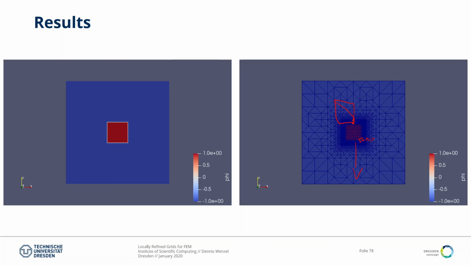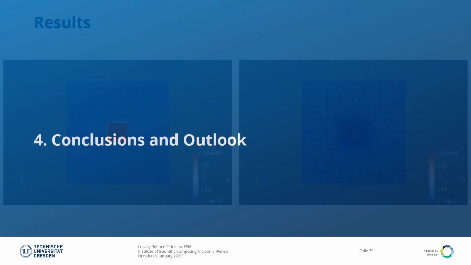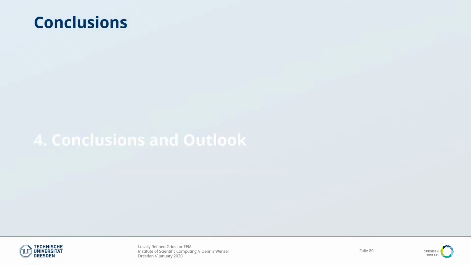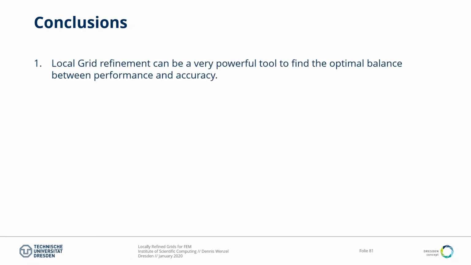So here you see how powerful local refinements can actually be, because those problems you cannot solve with a uniform grid. So some conclusions in the end and also an outlook. Firstly, conclusions, what have we talked about? We have seen that local grid refinement can be a very powerful thing if you want to find the balance between performance and accuracy, because you can gain accuracy in those areas where there is a lot of stuff happening, but still keep the performance by not adding unnecessary refinements.